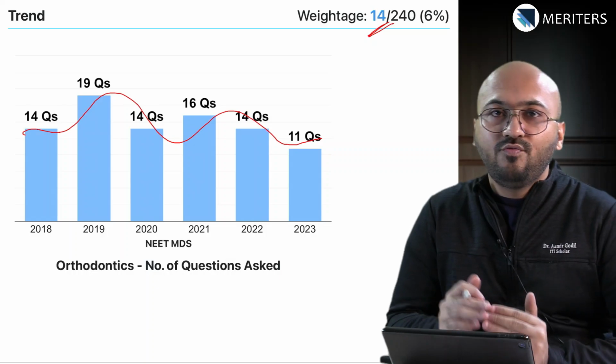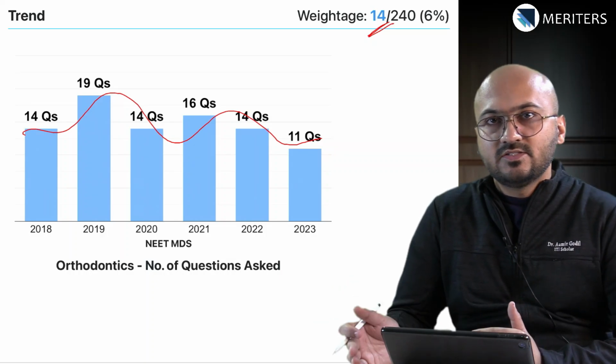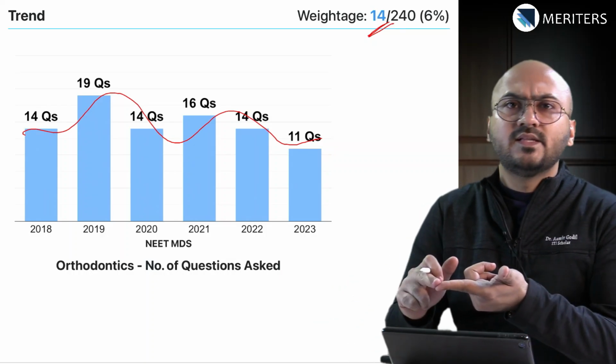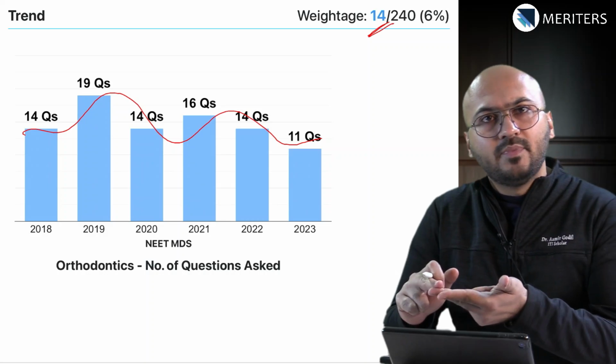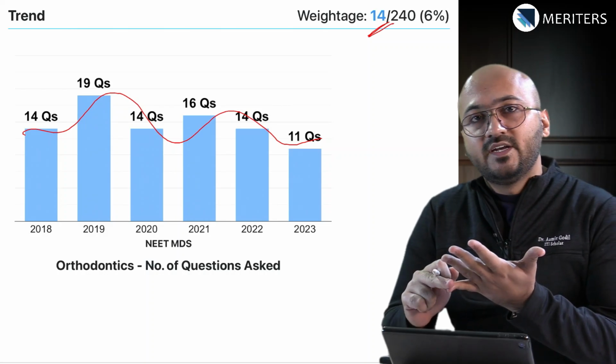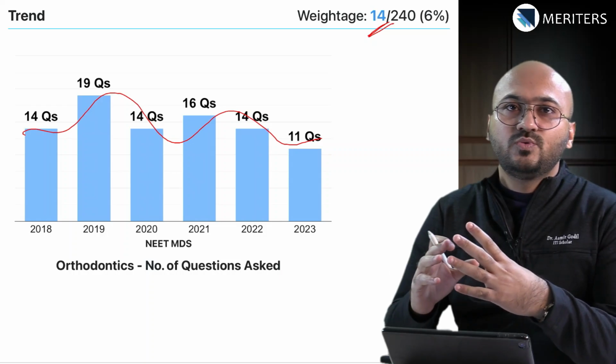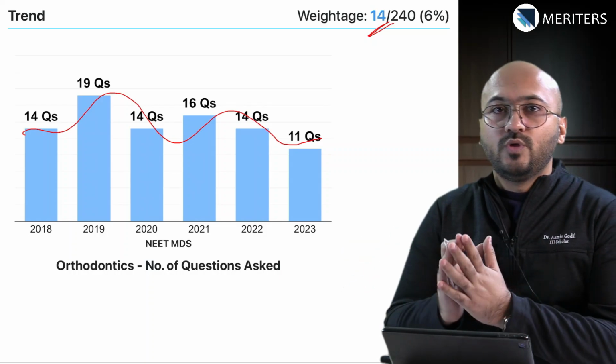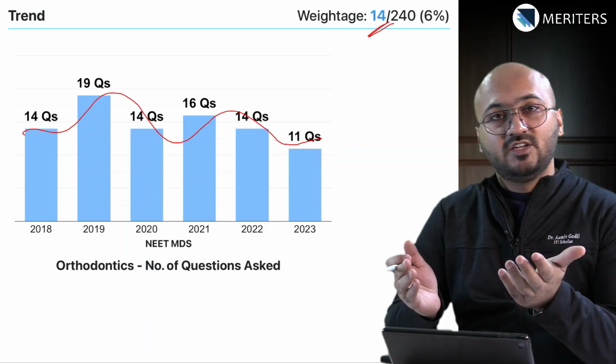Now, the variation in the weightage in the trend could be because there's a lot of overlap of ortho with pediatric dentistry in terms of appliances, oral habits, preventive and interceptive orthodontics, and development of dentition. So these are some topics which correlate very well with pediatric dentistry, and that's why there is a variation in the weightage.